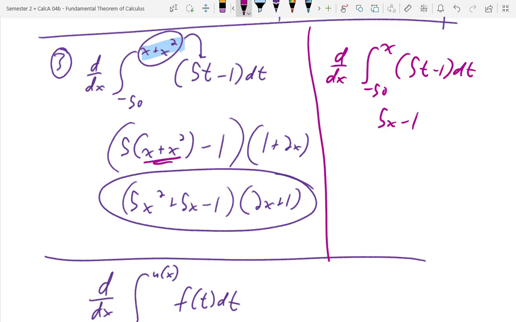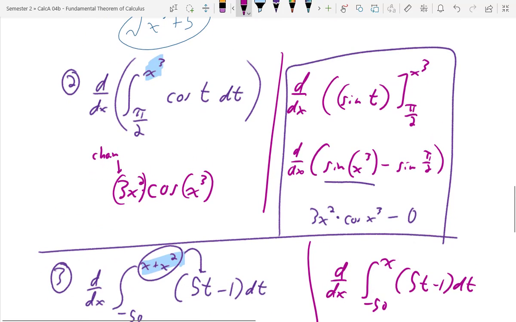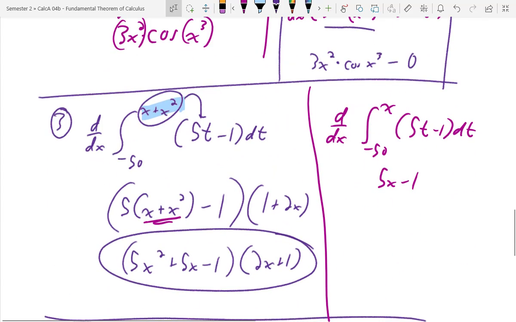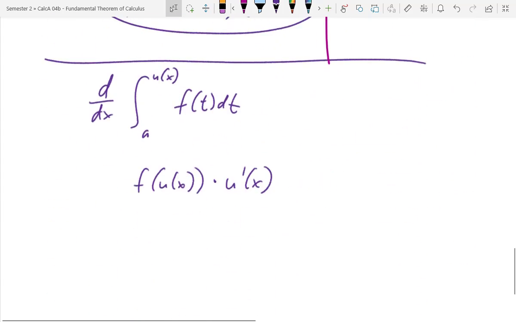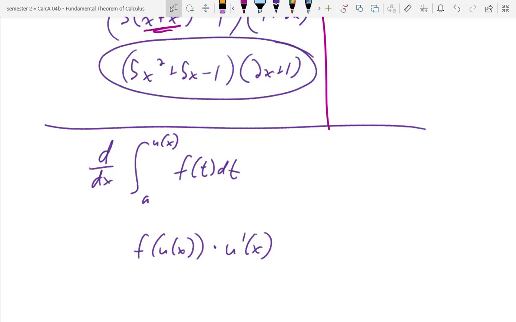So like in the previous problems, in number 2, that's why I multiplied by the 3x squared. The 3x squared is the derivative of x cubed. Oh, okay. Got it. Did you get it? Oh yeah. Okay. Moving on.